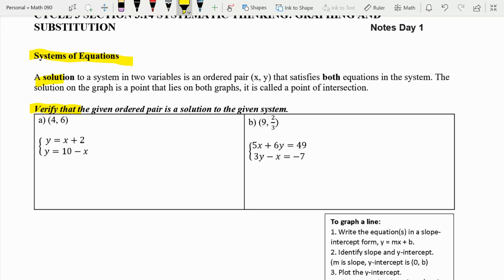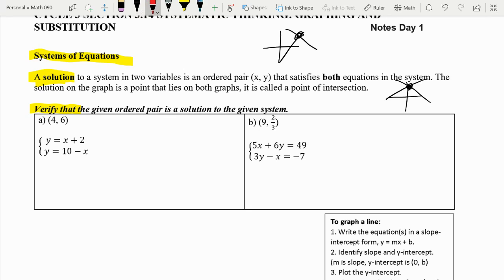A solution. When we talk about a solution, we're looking for a point where, when you draw two lines on a graph, a solution of the system is basically just where those two lines cross. That's really what a solution of a system is. A system is when you're graphing two lines. That's all the system is. Now a solution is, again, where do those two lines cross?